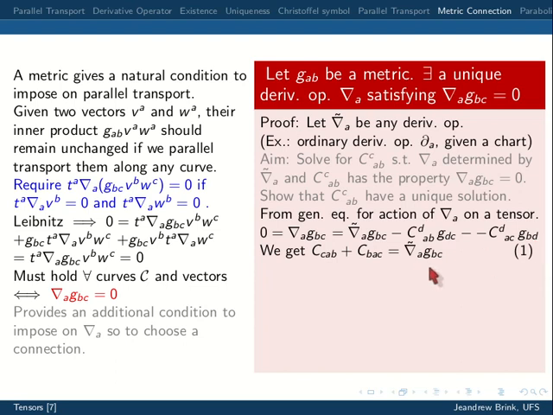Okay. And what we can now do is combine these things and show that C_cab plus C_bac is equal to this operator applied to g_bc.